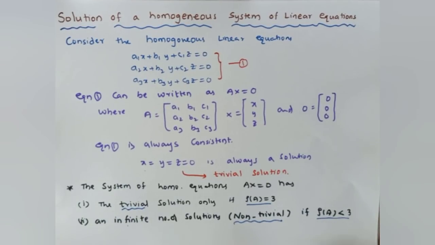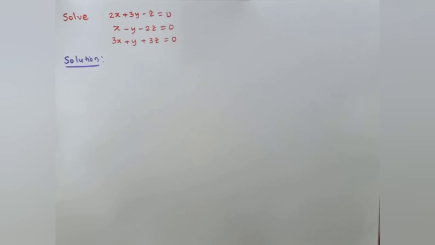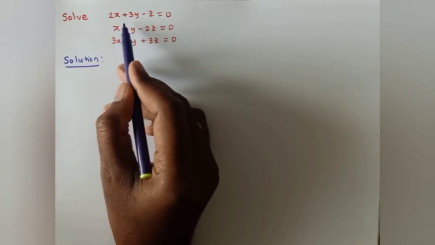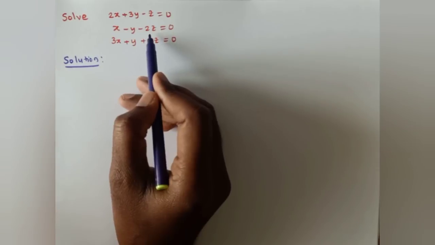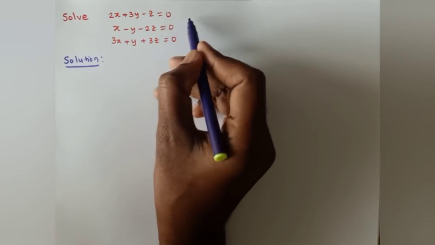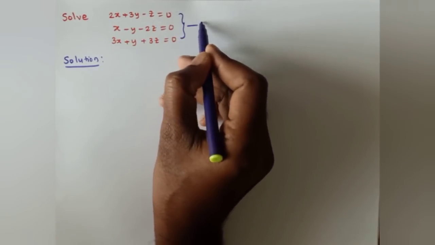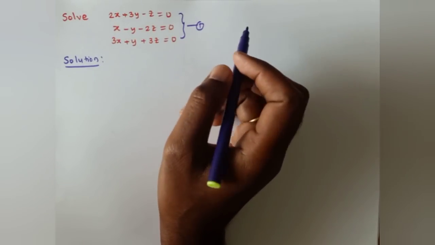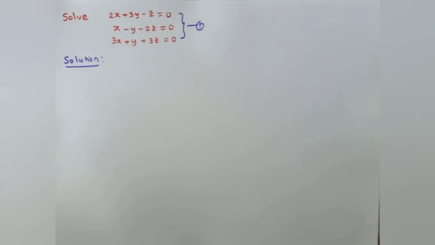So let's see some examples regarding both the cases: when the system has a trivial solution, and when the system has non-trivial or an infinite number of solutions. Solve the system of homogeneous equations: 2x plus 3y minus z is 0, x minus y minus 2z equals 0, 3x plus y plus 3z equals 0. This entire given system can be written as AX equals 0, where A is the coefficient matrix, X is the variable matrix, and 0 is the zero matrix.